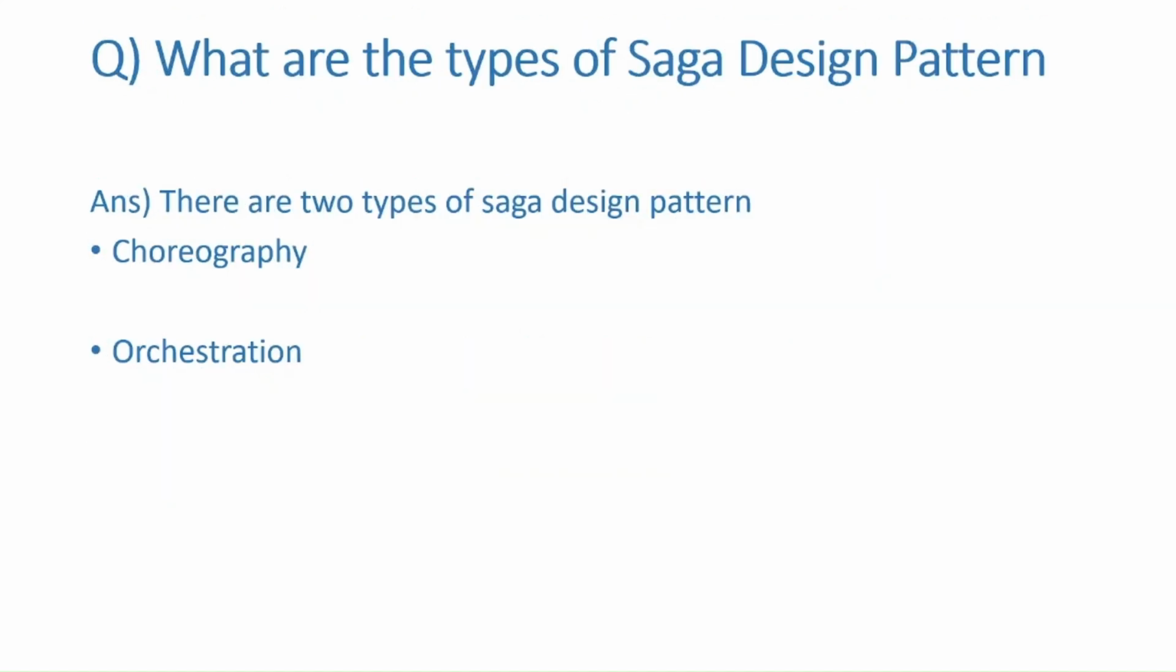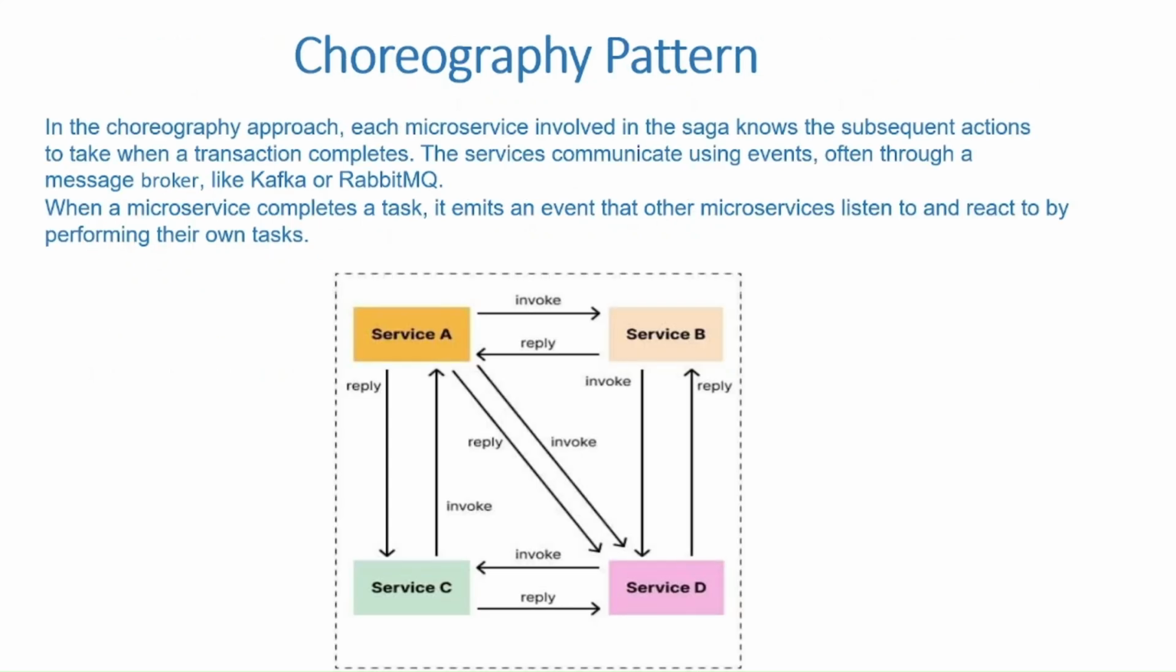The next question is, what are the types of Saga design pattern? There are two types of Saga design pattern, choreography and orchestration. Now, what is a choreography pattern? In a choreography approach, each microservice involved in the saga knows the subsequent action to take when a transaction completes. These services communicate using events, often through a message broker like Kafka or RabbitMQ.